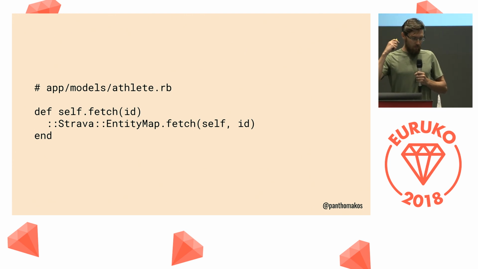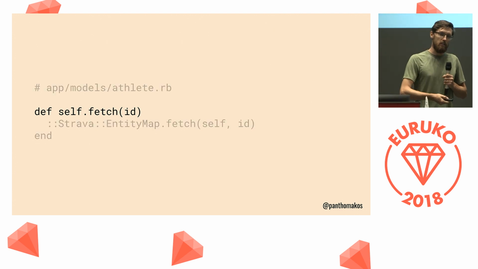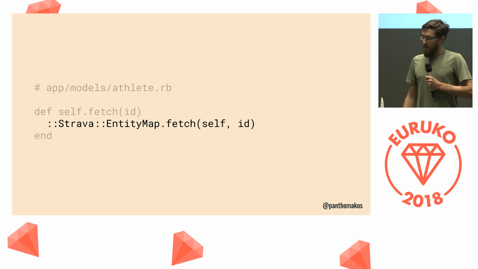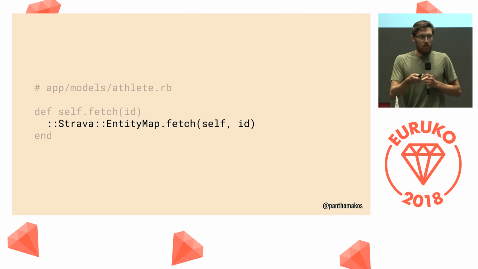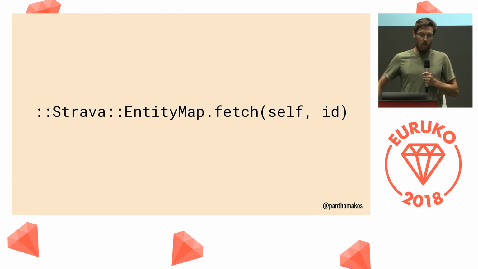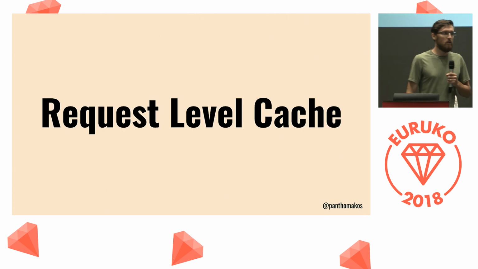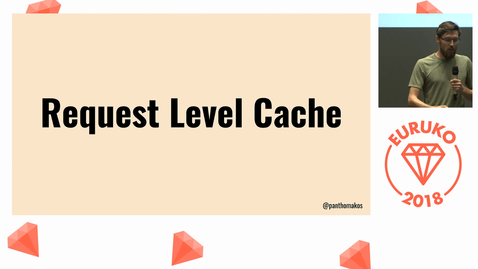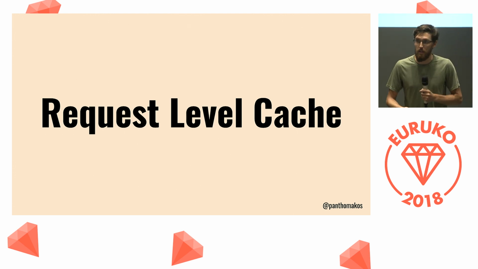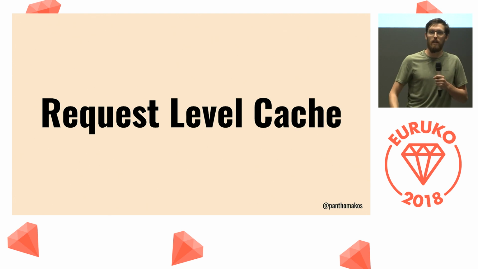This is an Active Record object called Athlete. The fetch method has a very simple API. It takes an ID, just like the find method does, and then it passes the Active Record object itself and that ID off to this EntityMap thing. So what is this EntityMap.fetch thing? In particular, what is this EntityMap? It turns out it's a request-level cache, which means that if I use this cache to request an object by its primary key, and I already have that object in memory, I'm going to use it. I'm not going to go to the database to get it.